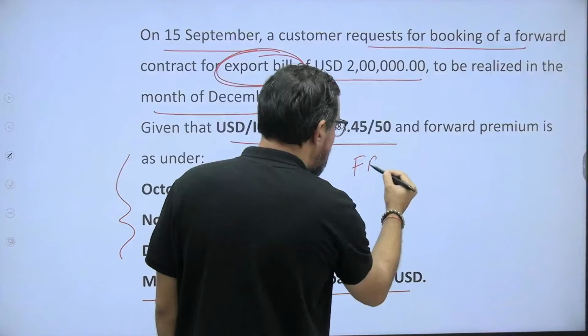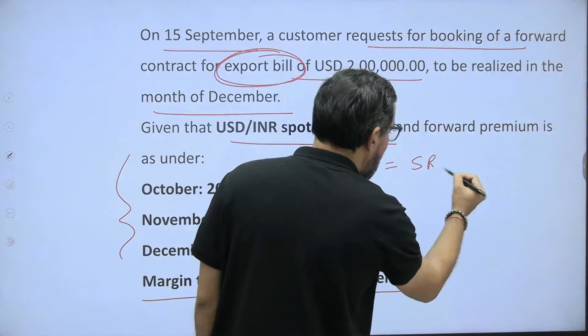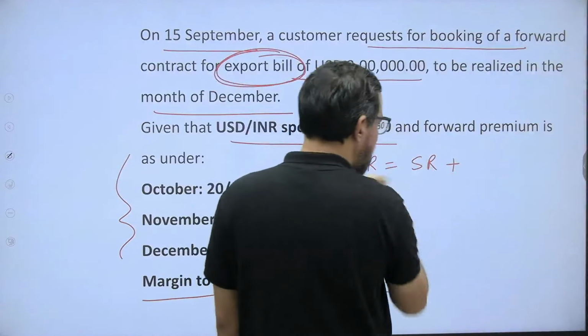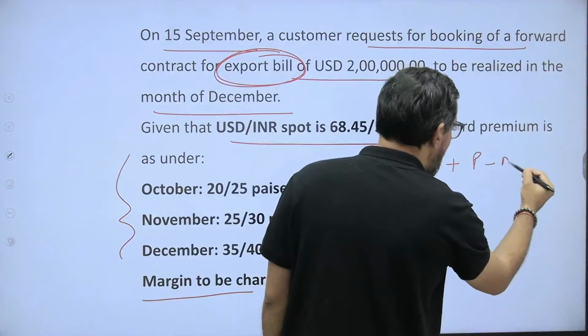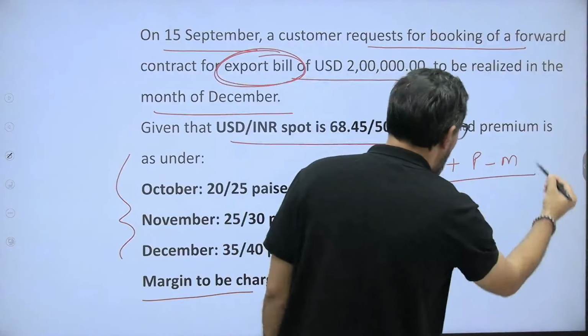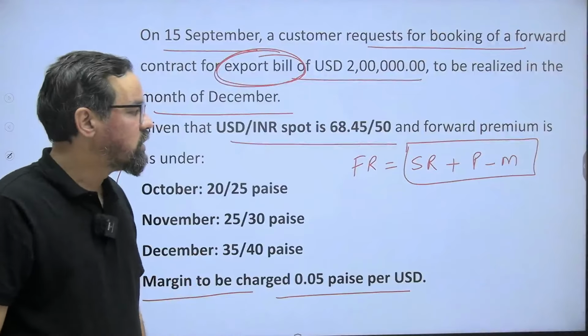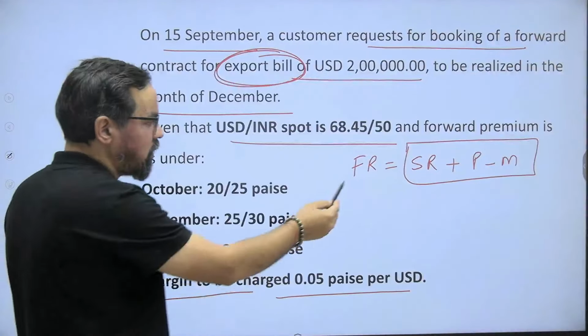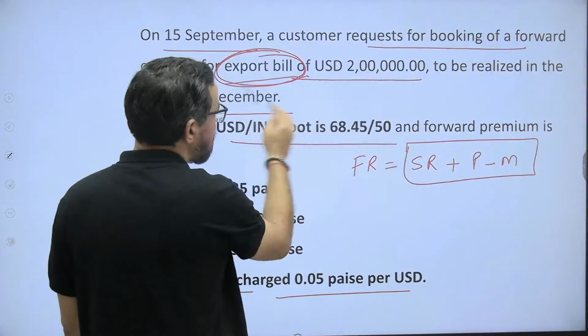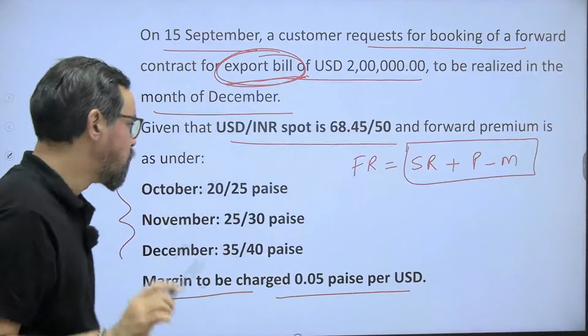Forward rate is equal to your spot rate plus premium minus margin, in this case of premium. So this is the formula which you have to apply here, right? Now in this particular case, it's a buy rate. Why have I quoted the buy? Because it is an export bill. You are going to purchase those particular ones.